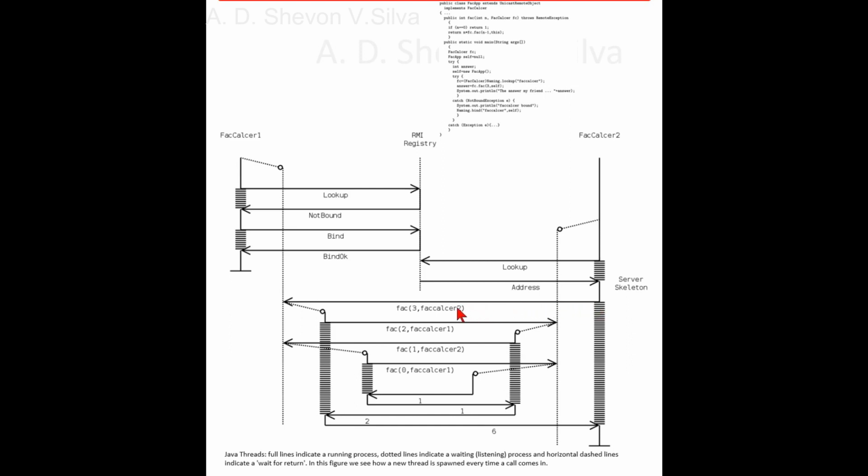FactCalc2 calls FactCalc1 with fact 3, and then it calls FactCalc2 with fact 2, then FactCalc1 with fact 1, then FactCalc2 with fact 0. Then it goes back: 1, then 2, and 6, and then FactCalc2 here.